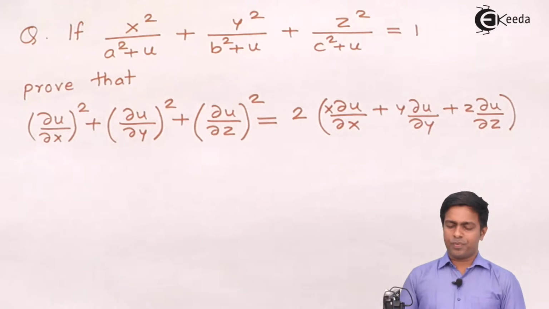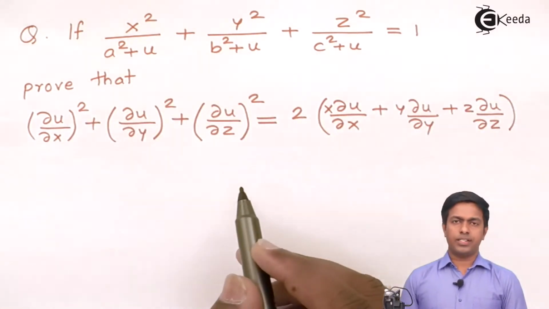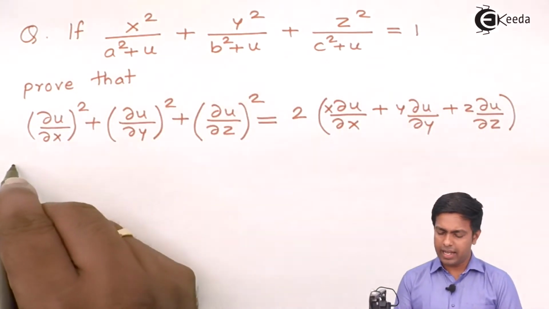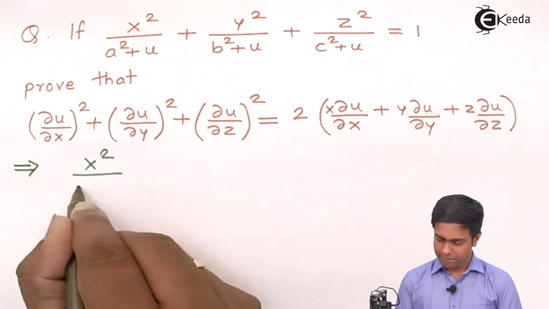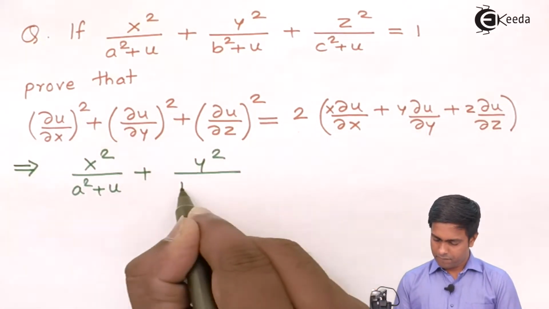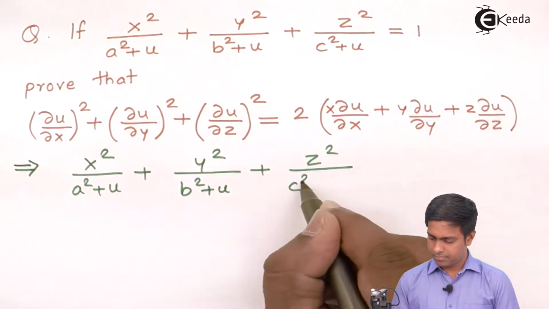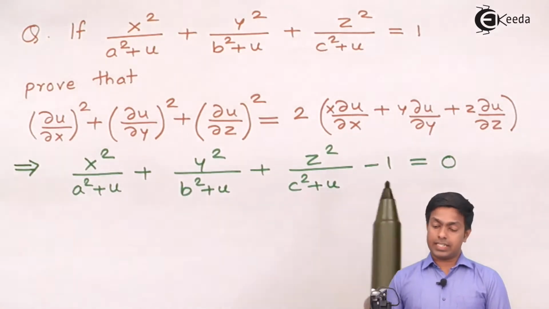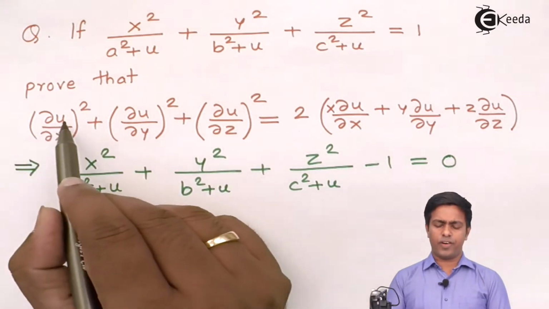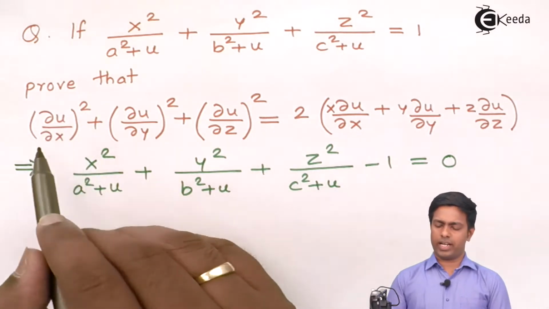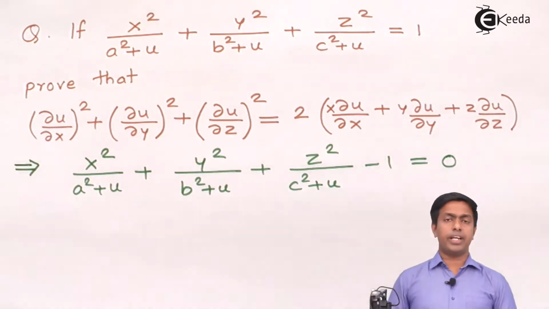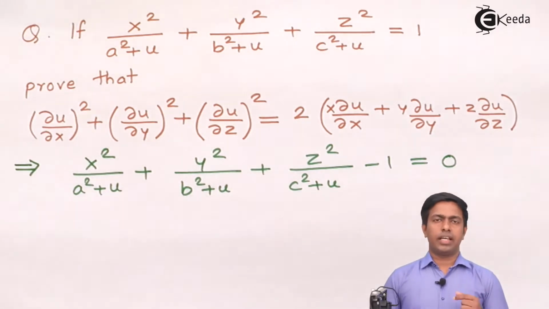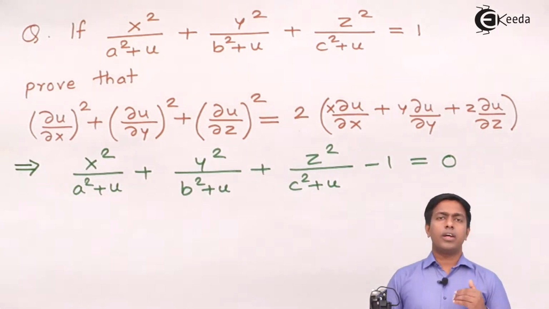So let's start. So this is the equation. What I'll do is I'll rewrite this equation. We'll start with one term. So first we'll find out the value of del u by del x. Now guys, since this is an implicit function, to get the solution we have 2 methods. Either use the formula method or differentiate each term and get the answer. So I'm going to use the second method.